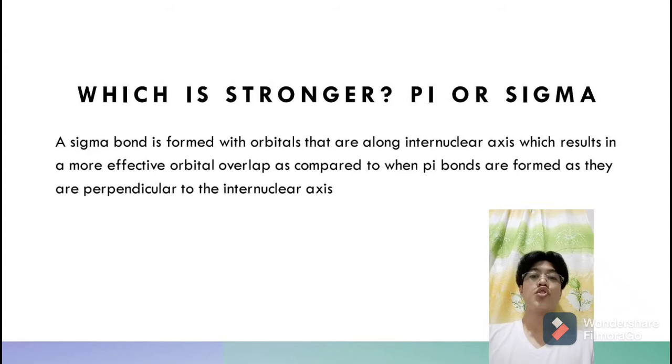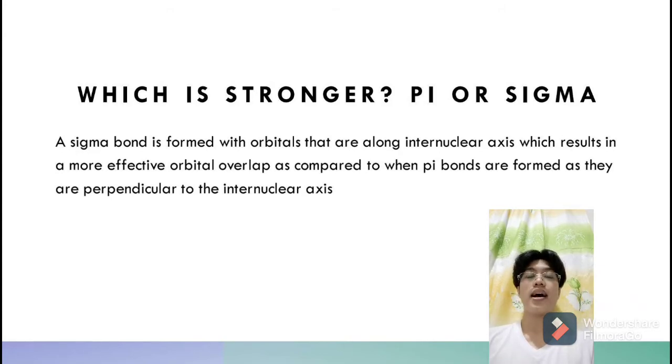In this slide, we analyze which would be stronger, a pi bond or a sigma bond. Let's recall, a sigma bond is formed from the orbital overlaps located in the internuclear axis, while pi bonds are formed from unhybridized p orbitals perpendicular to the internuclear axis. We can compare that the sigma bond has a more effective orbital overlap because the extent of its overlap is greater as compared to the pi bond, which has a perpendicular orbital overlap.